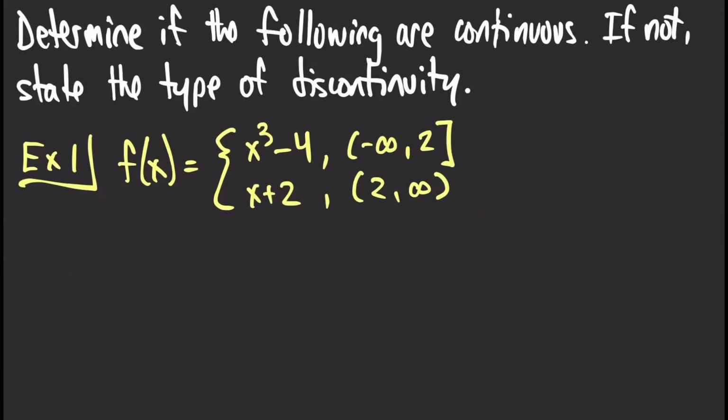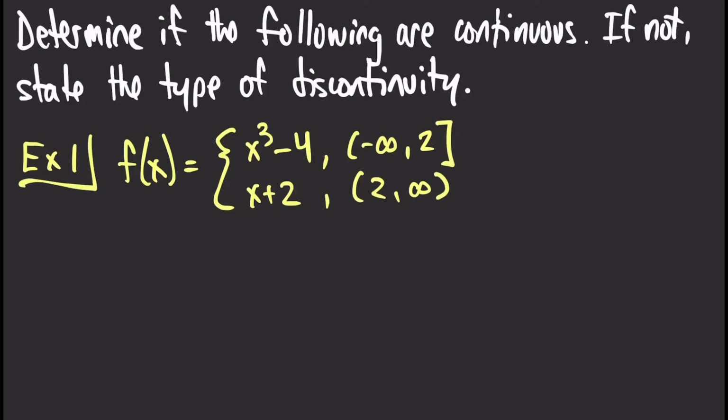Okay, so what we're going to do now is determine if the following functions are continuous. If not, we have to state the type of discontinuity. So what I notice here, first of all, is a piecewise function. This piece of it, x cubed minus 4, is continuous. That piece of it, x plus 2, is linear. That's continuous. So both individual pieces are continuous. That means the only place this could possibly have a discontinuity would be where they change.